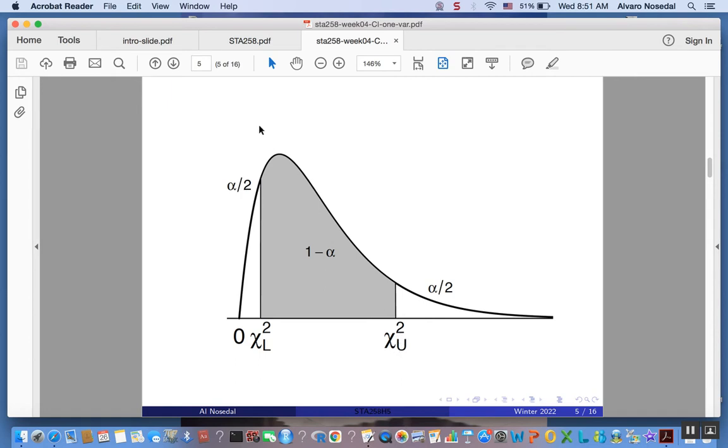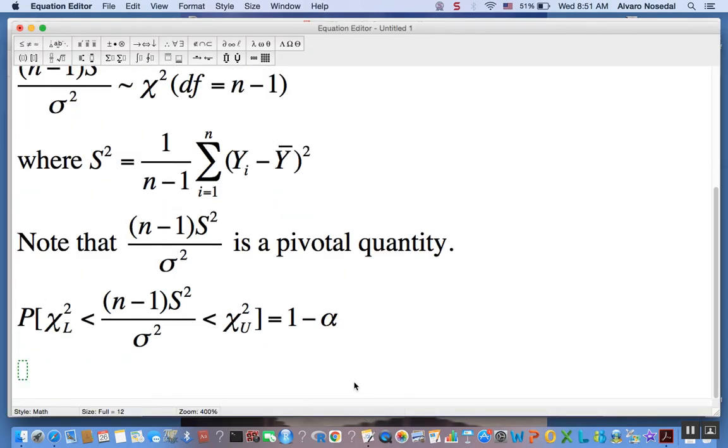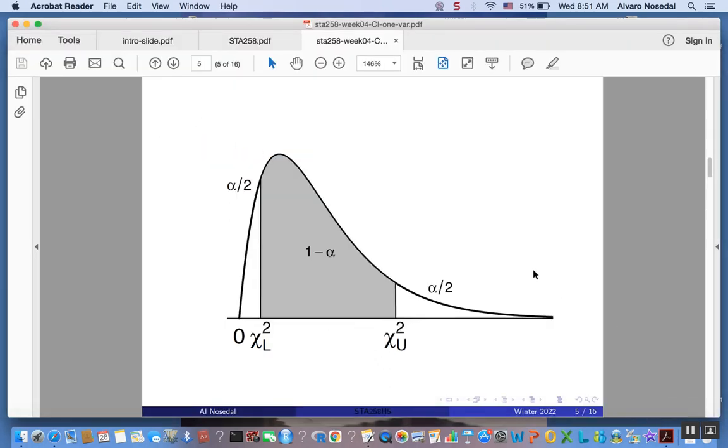Okay, so let's do that. So now we are going to kind of switch notation here, right? And I want you to see something else, so the notation that I'm going to use makes sense to you.